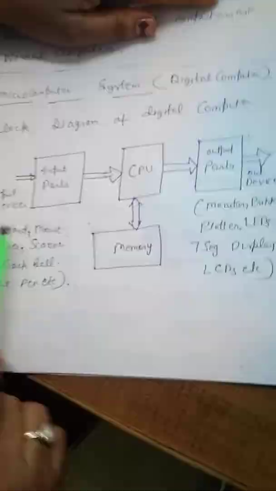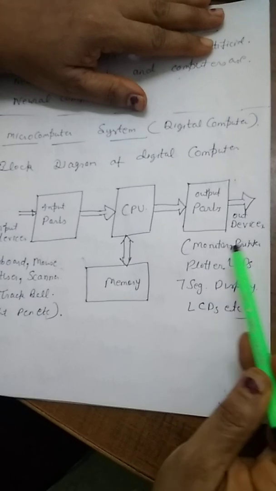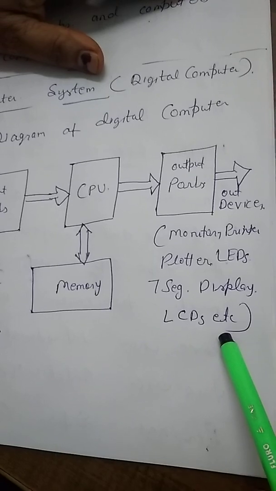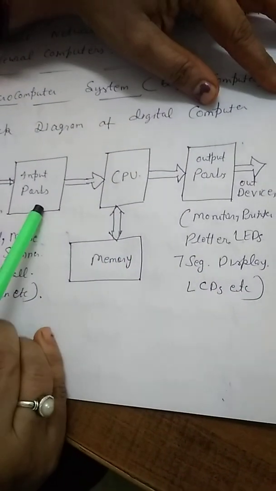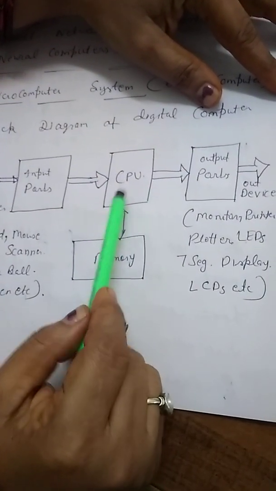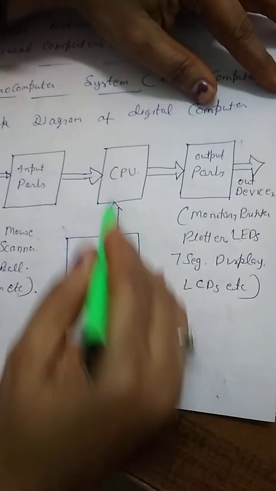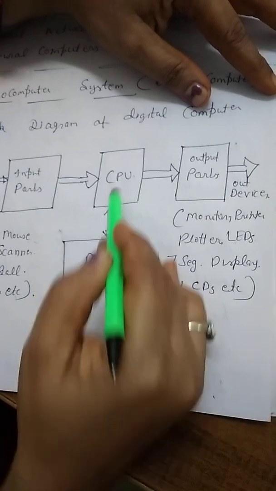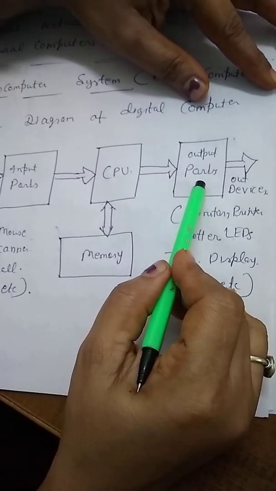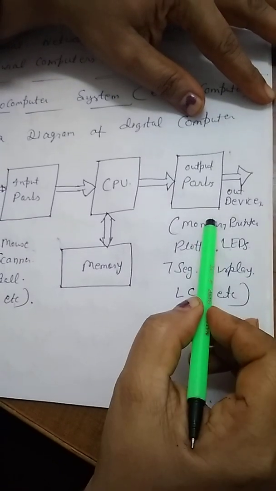Input devices are keyboard, mouse, digitizer, scanner, trackball, light pen, and the output devices are monitor, printer, plotter, LEDs, 7-segment display, and LCD etc. First of all, your signal goes to the input ports, and then whatever processing has to be done is done in the CPU. After that, the data which you want to store goes to the memory. It can go to the CPU, go to the memory, and then the output which you want to receive comes to the output ports, and through monitor, printer, plotter, LED, LCD, you can see your output.